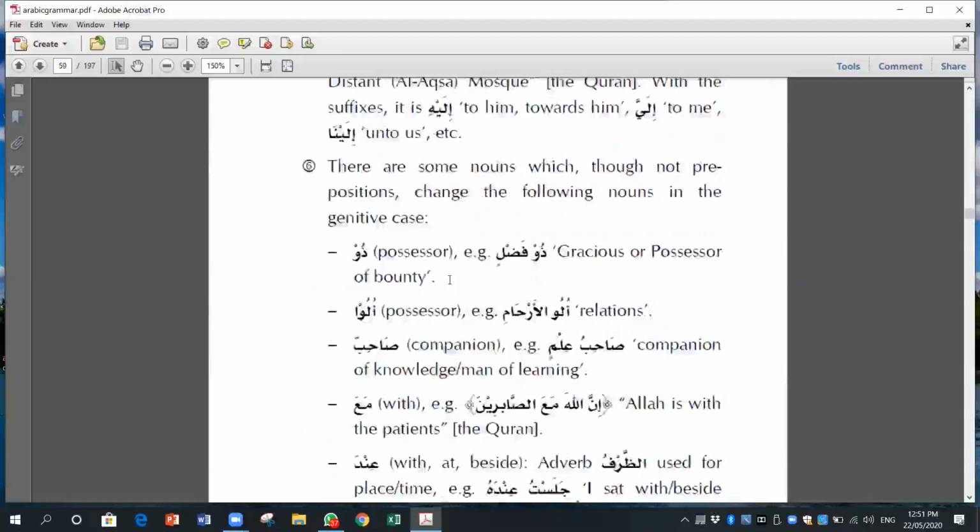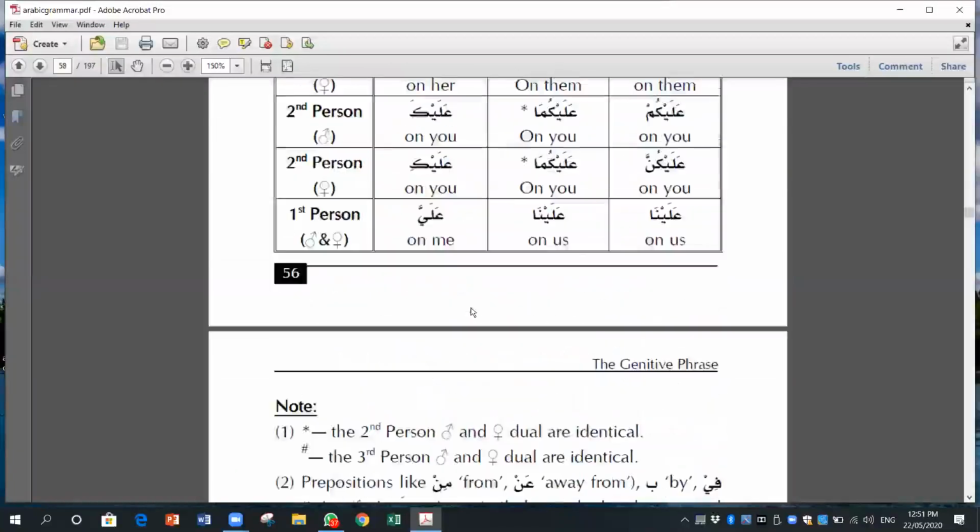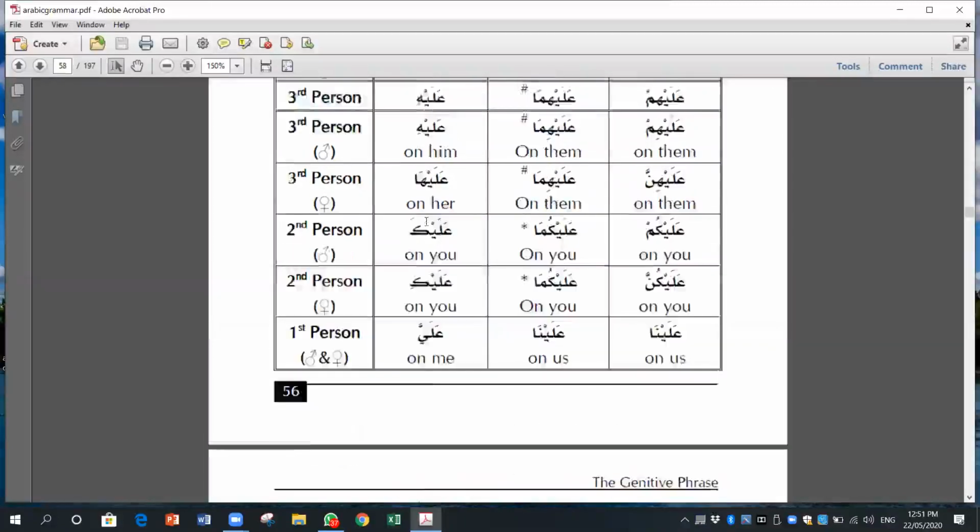So after Eid I will take a test, inshallah. Just the meaning, just these 12 words. I will ask 'ilah', and you will tell me what it means. I will say 'min', and you will tell me what it means. Simply an oral test, inshallah.